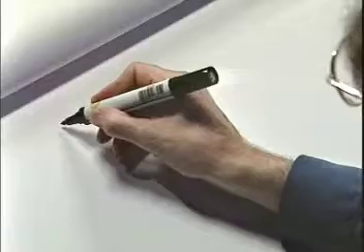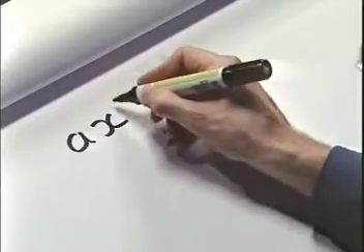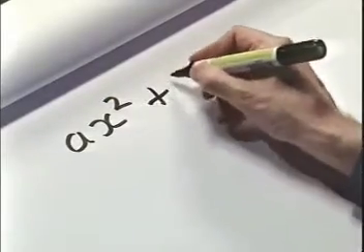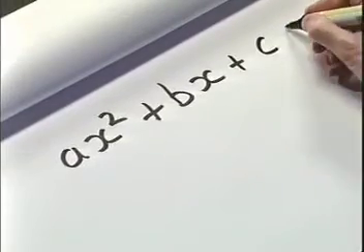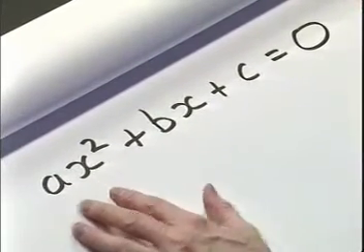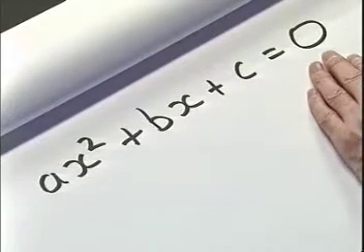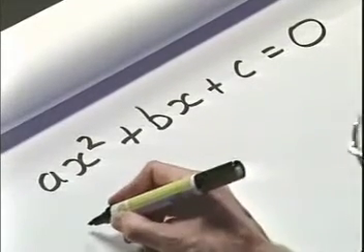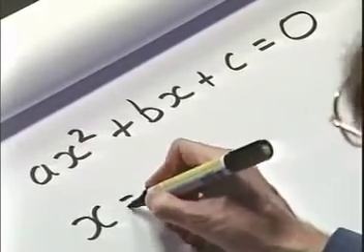So what we're going to do now is look at the formula. And to do this, I'm going to take it generally to begin with. So here is our general quadratic equation. ax squared plus bx plus c is 0. And there is a formula which will solve this equation for us.